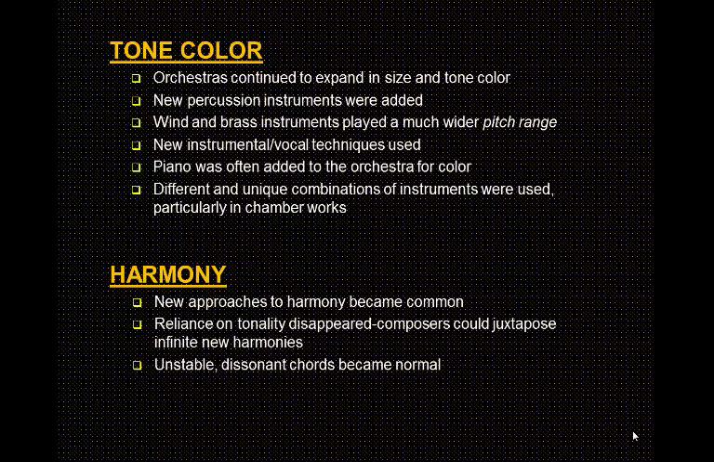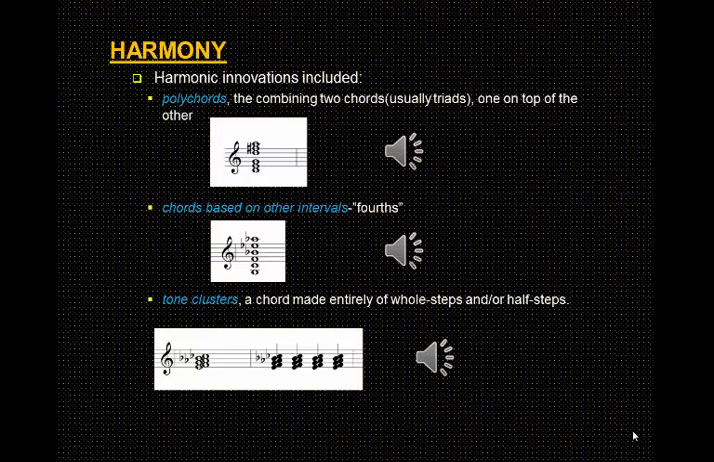Composers continued to expand the size and dynamic range of the orchestra by adding to most every section. Brass and woodwind players were expected to play a much wider range of notes and use some unusual techniques. Piano became a regular addition to the orchestral sound, not just as a solo instrument. And composers experimented with unusual combinations of instruments, especially with chamber groups. First, we'll look at harmony.